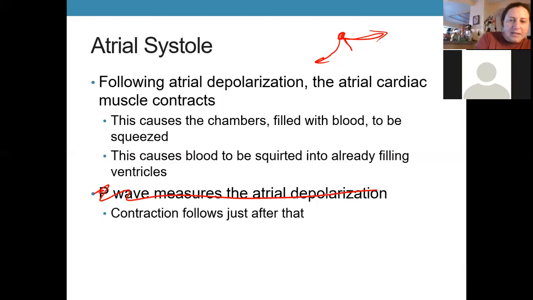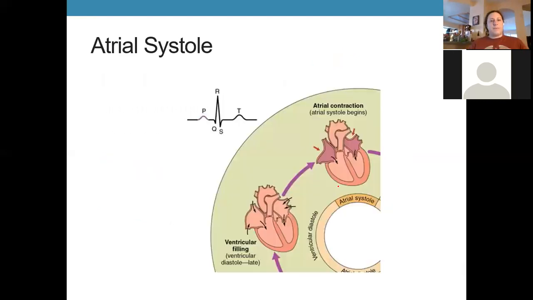Don't worry about that, I meant to take that out. We are not going to talk about an EKG because I needed to cut some stuff out. Just don't have time. Okay, don't worry about that part.